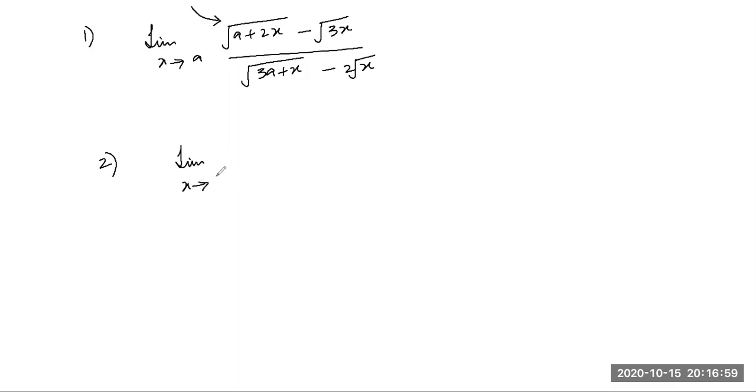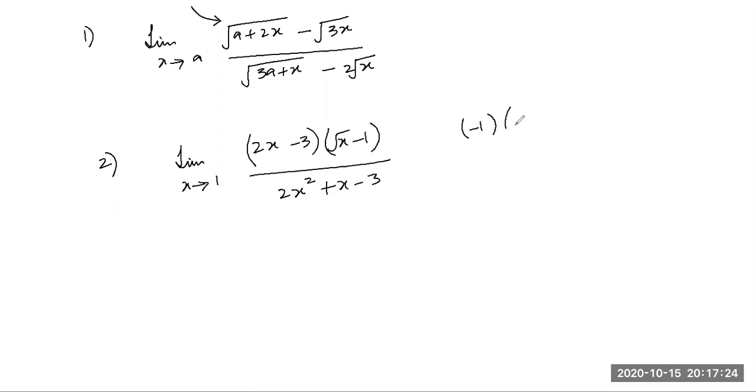Limit x approaches 1 of x minus 3 root x minus 1, divided by 2x square plus x minus 3. Find the limit when x approaches 1. You see that when x approaches 1, this is actually 1, this becomes minus 1, and here it's 0. So 0 divided by, when it is 1, 3 minus 3 is 0. So it's in the form of 0 by 0, right? So your limit is possible.